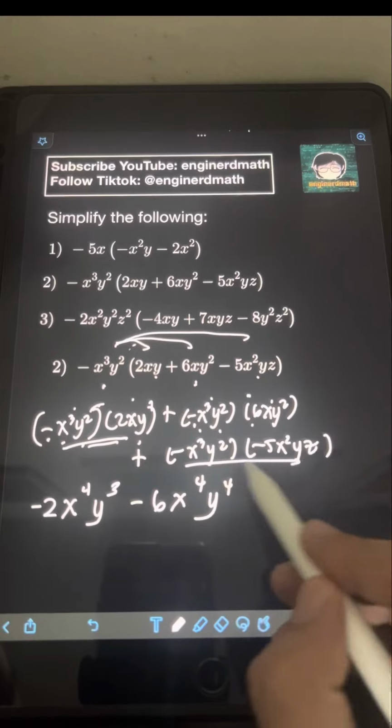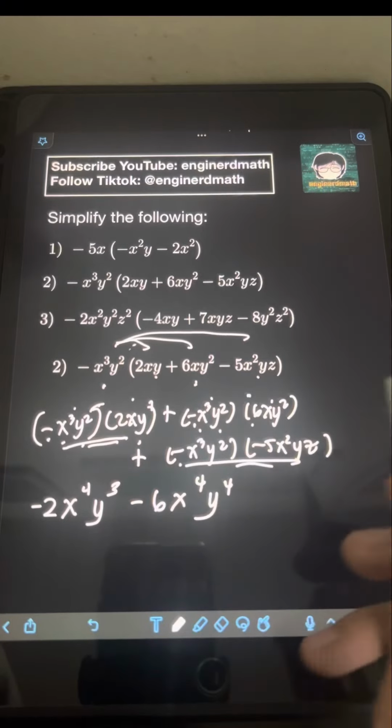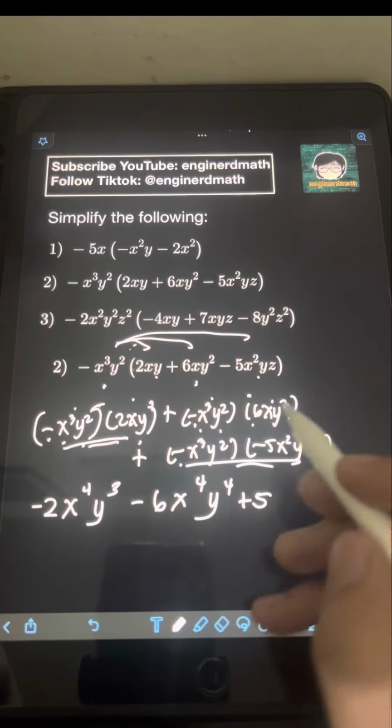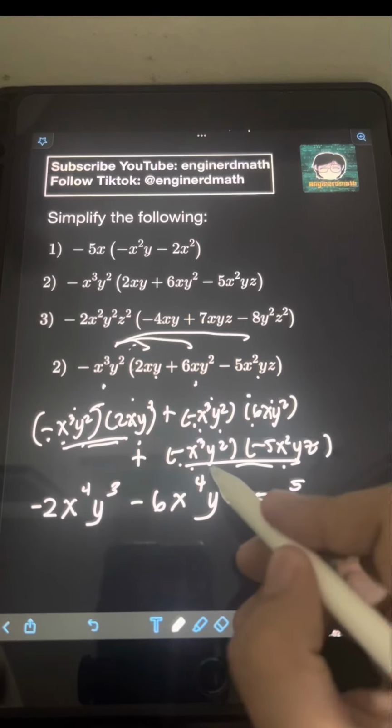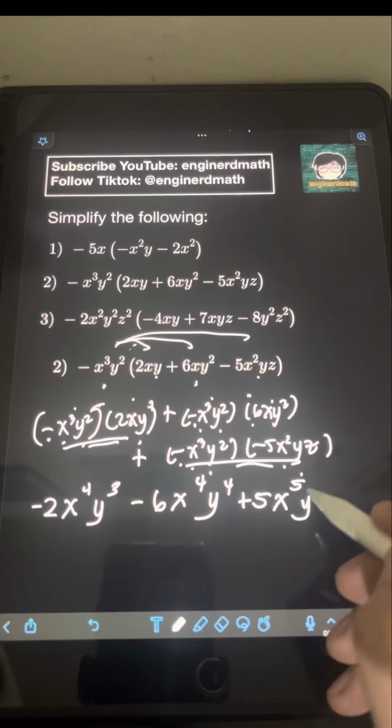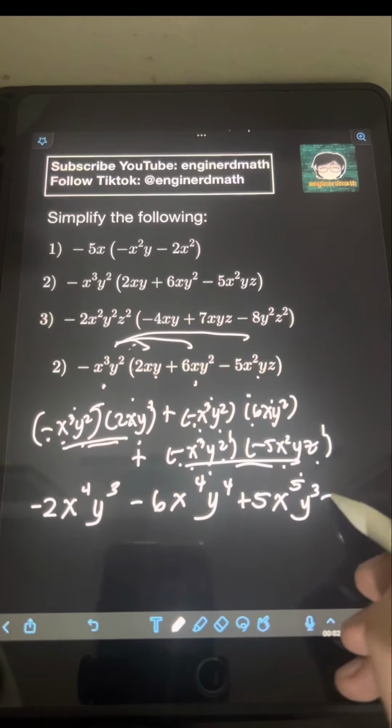Para sa third term, multiply negative 1 times negative 5, positive 5. Then x cubed times x squared, we have x to the fifth. Y squared times y, y cubed. Z divided by 1, we have z.